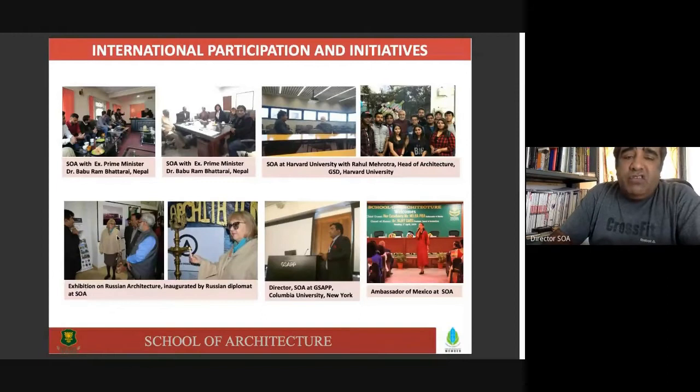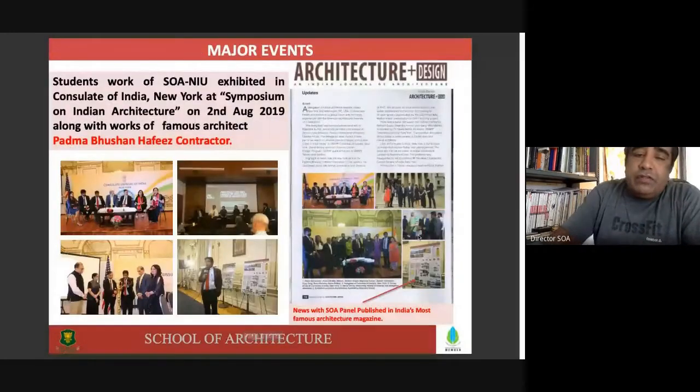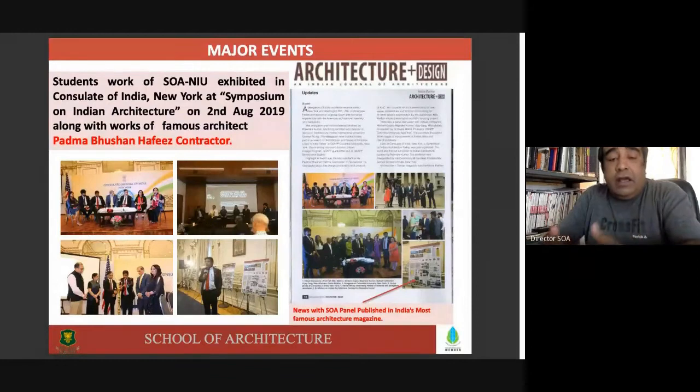Here we have the exhibition on Russian architecture, the inauguration by a Russian embassy official, our student at Harvard University with the professor of Harvard School, Dr. Rahul Mehrotra, me speaking at Columbia University, again the ambassador of Mexico at our school. This is again the delegation which I led to America before lockdown with Indian architects. I'm sure that Mr. Sugat might connect because Hafiz Contractor is a Mumbai-based architect, one of the very iconic names in the Indian architecture fraternity. So we visited New York and we had the exhibition of our students' work.